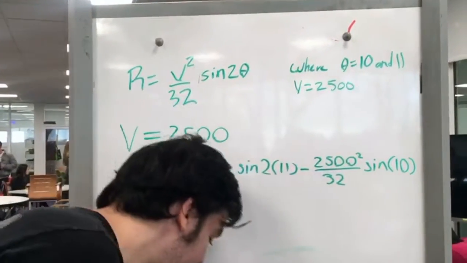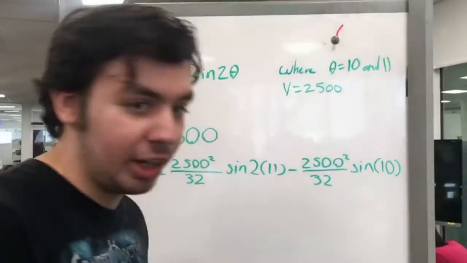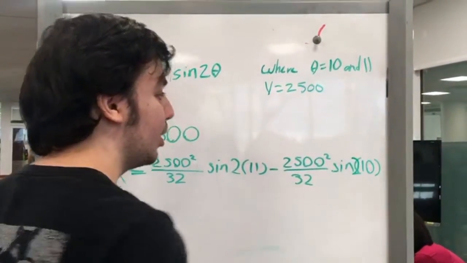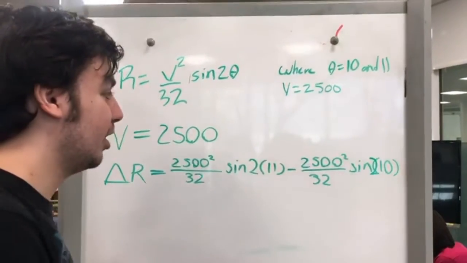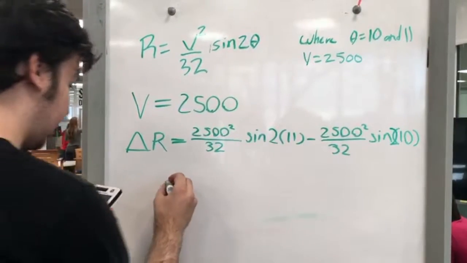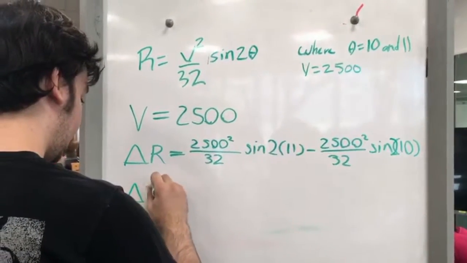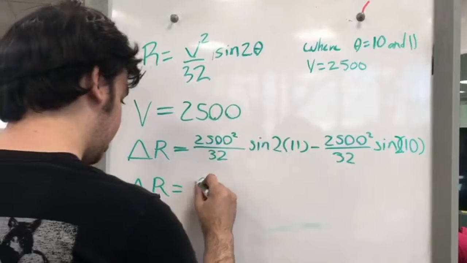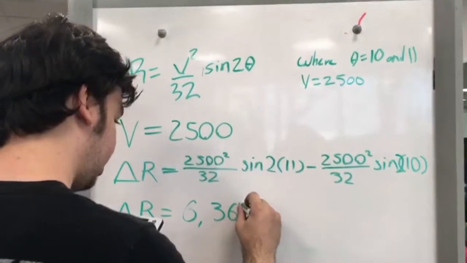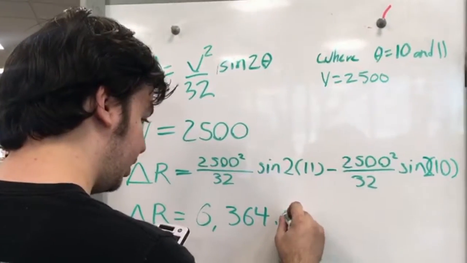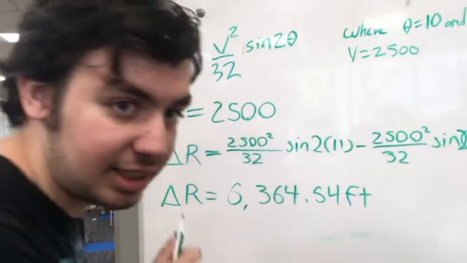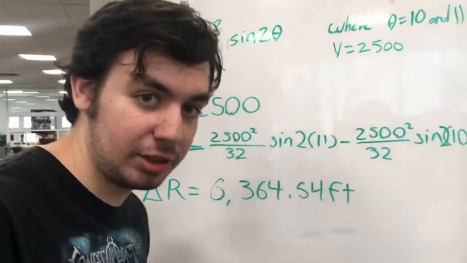And now, if we input this into a calculator, because obviously we can't find sine on our own, it will give us as an answer delta r equals 6,364.54 feet. And that will be the exact difference between the two results.